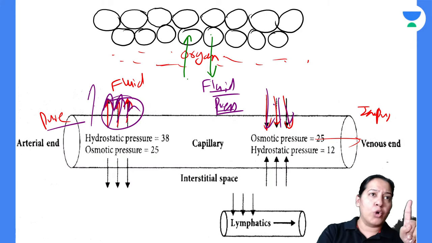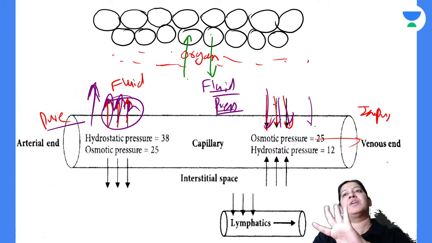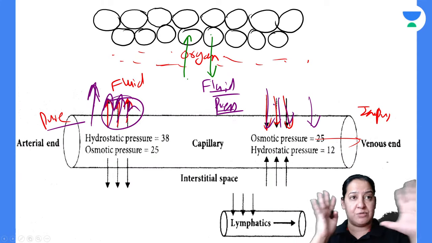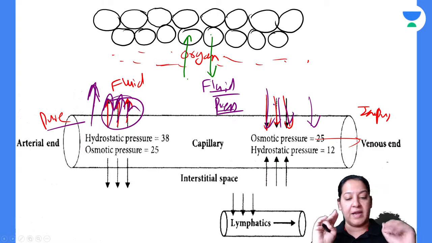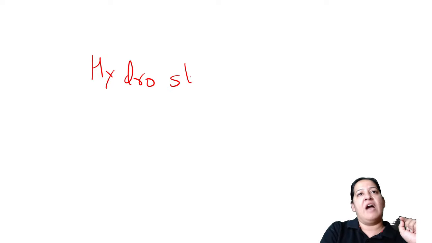So here there is outward pressure. The net pressure is outward. That's why fluid is coming out. And here the net pressure is inward. So I would like to talk about the various pressures which are present at the arterial end of the capillary and at the venous end of the capillary. Now listen, there are two pressures. Basically, we will talk about the two pressures. The first is the hydrostatic pressure.